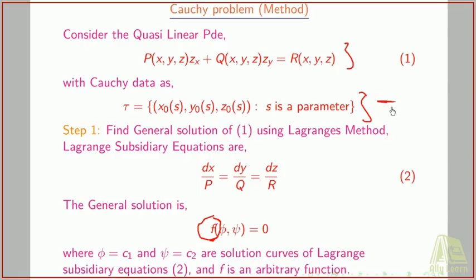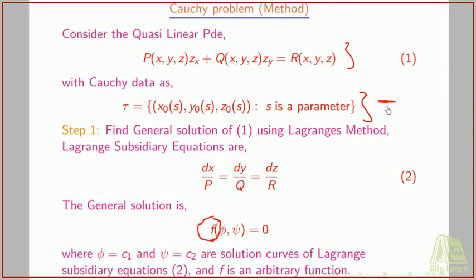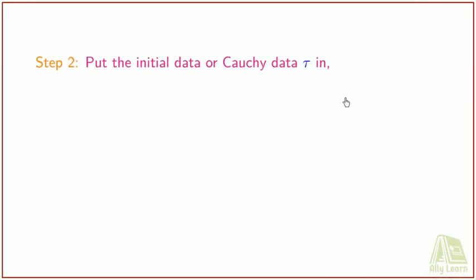Okay friends, so now let's move on to our second step. Second step, as I already told you, is to put the initial data or the Cauchy data given by tau in the general solution given by these expressions: phi is equal to c1, psi equals to c2, and f of phi, psi equals 0. So now friends, only one thing that I told you is remaining, that is to put this initial Cauchy data in this expression to get a particular value of this function f.